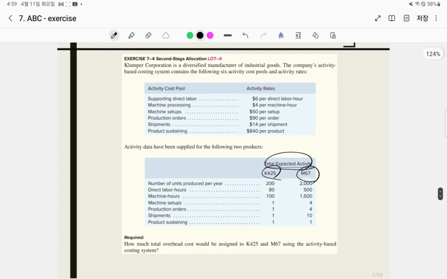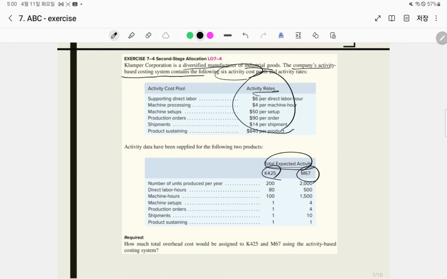So here, Klumper Corporation is a diversified manufacturer of industrial goods. The company's activity-based costing system contains the following 6 activity cost pools and activity rates. So basically there are 6 activities to account for: supporting direct labor, machine processing, machine setups, production orders, shipments, and product sustaining. And you already have done the first stage allocation and activity rate computation.